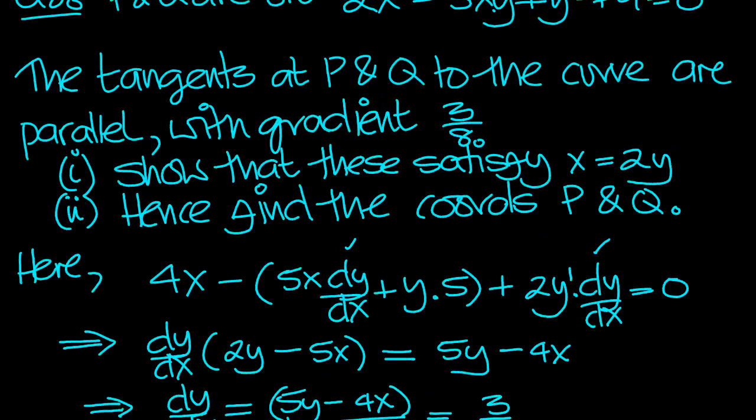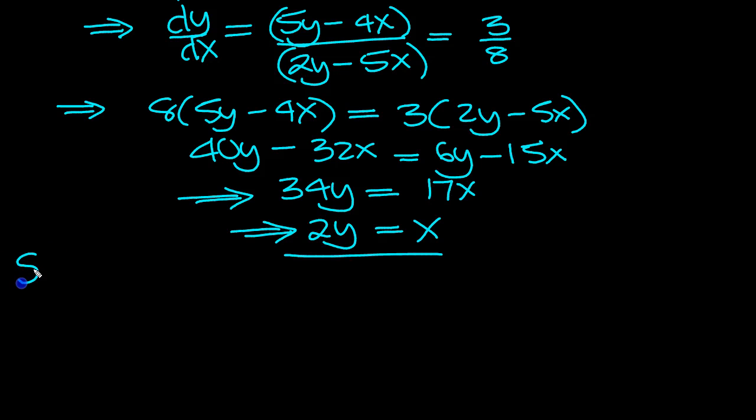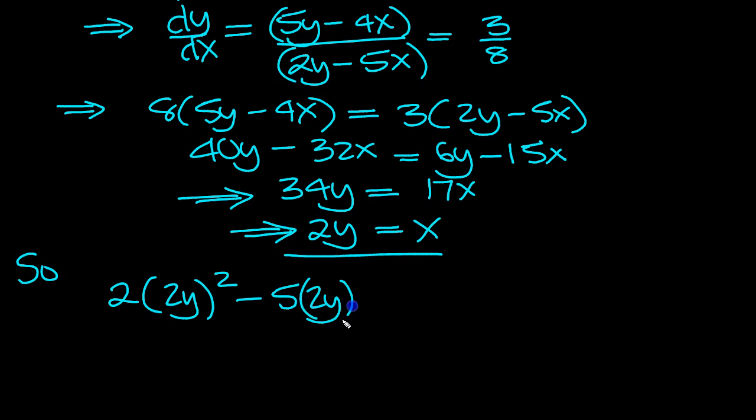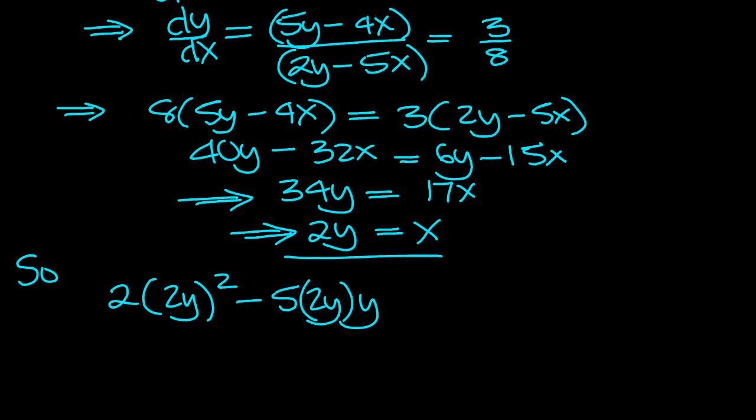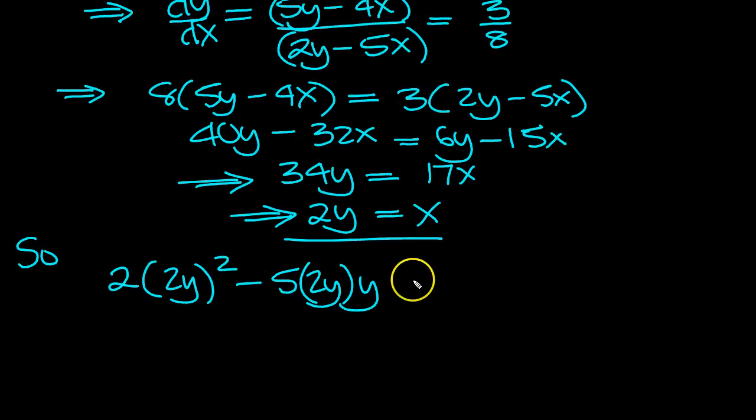So if we put that back into this original equation, we should be able to obtain an equation in a single variable. So let's substitute x. It looks like it's leading us to substitute, isn't it? So 2x squared: 2 lots of x squared, which is 2y now, squared, minus 5xy, x is 2y, times y. And what was the last term? The last term was plus y squared plus 9. Plus y squared plus 9.